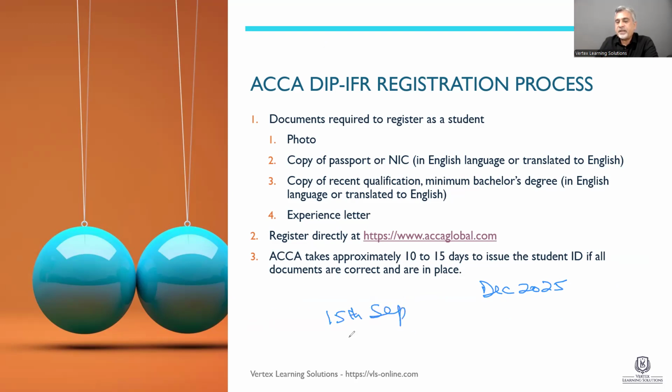Before the 15th of September, or until the 15th of September, you should submit your documents. Because then what will happen is, they will take 10-15 days, and by the end of September, you will get your documents. You will get your student ID at the end of September.